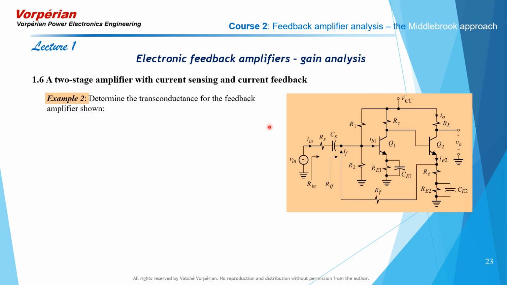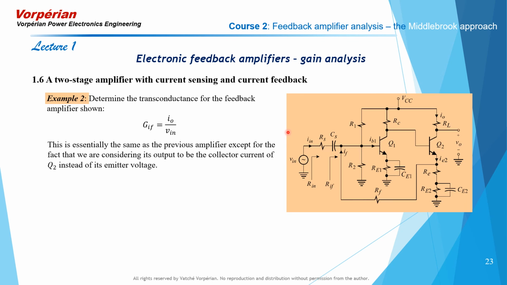We're now going to determine the transconductance of the feedback amplifier circuit shown here, which is essentially the same circuit as before, except that this time we are going to be feeding back a signal proportional to the signal current in the collector of Q2 rather than the signal voltage at the emitter of Q2.